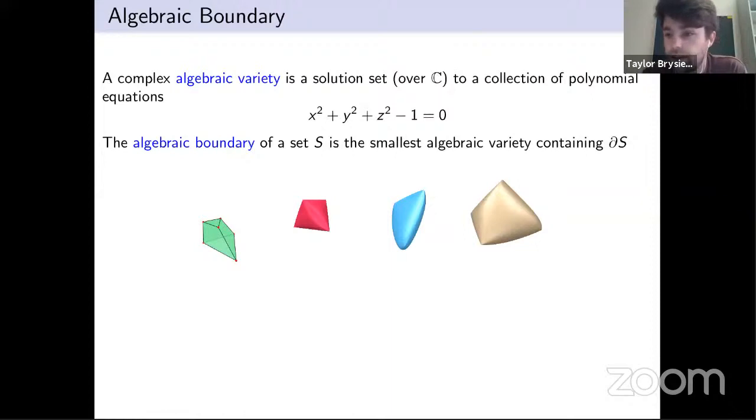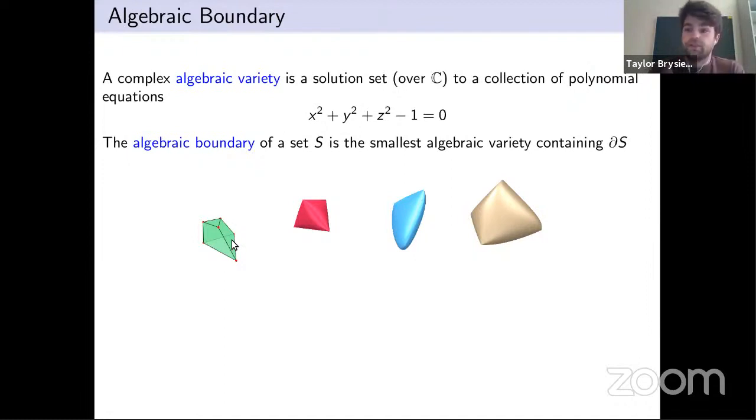So the next thing I want to talk about has to do a little bit with algebraic geometry. So if you've never seen an algebraic variety before, an algebraic variety is just the solution set of a collection of polynomial equations. So for example, x squared plus y squared plus z squared minus 1 equals 0 is the sphere in 3 dimensions. And then we also allow for these solutions to be over the complex numbers. Okay, so we look at these varieties in their algebraic closure. And then the algebraic boundary of any set is just the smallest algebraic variety that contains the Euclidean boundary of that set.